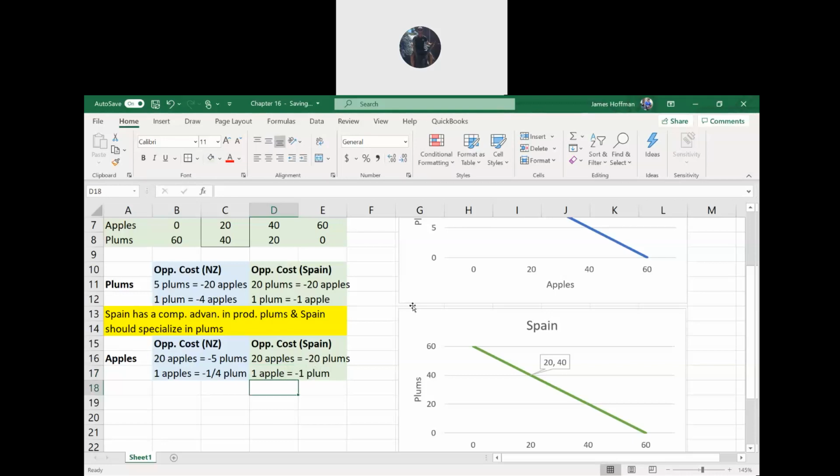So you should see which country gives up less in terms of apple production. New Zealand only gives up 1/4 of a plum every time they produce an apple, whereas Spain gives up a whole plum. So the point here is that New Zealand is giving up less, which means they have a comparative advantage in producing apples, right?